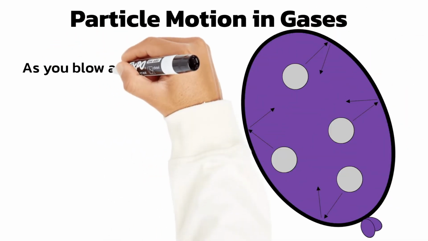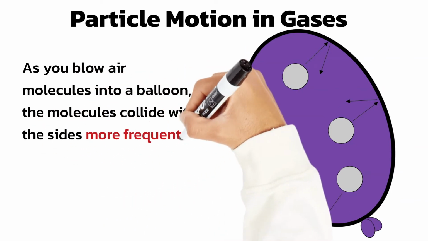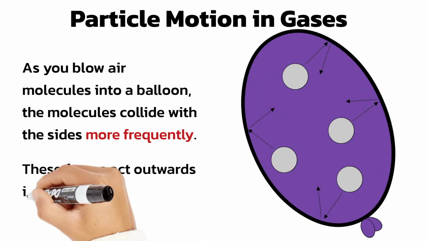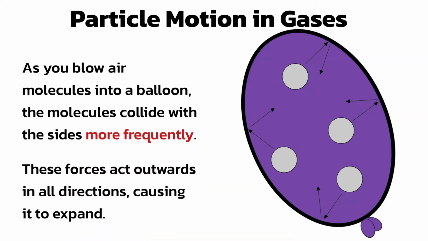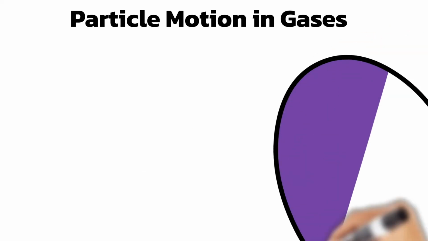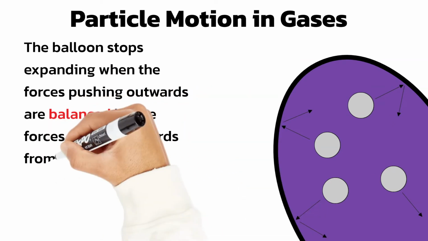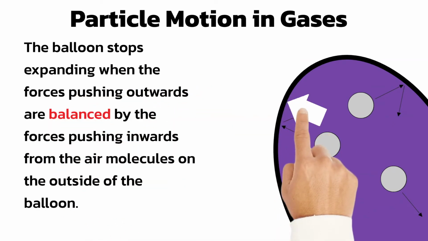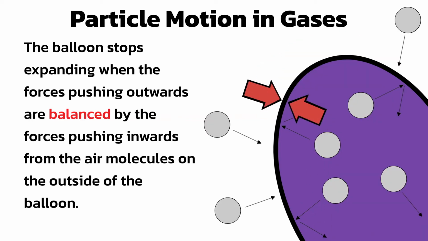As you blow air molecules into a balloon, the molecules collide with the sides more frequently. These forces act outwards in all directions, causing it to expand. The balloon stops expanding when the forces pushing outwards are balanced by the forces pushing inwards from the air molecules on the outside of the balloon. Notice with these questions you can use the word particle, molecule, or atom.